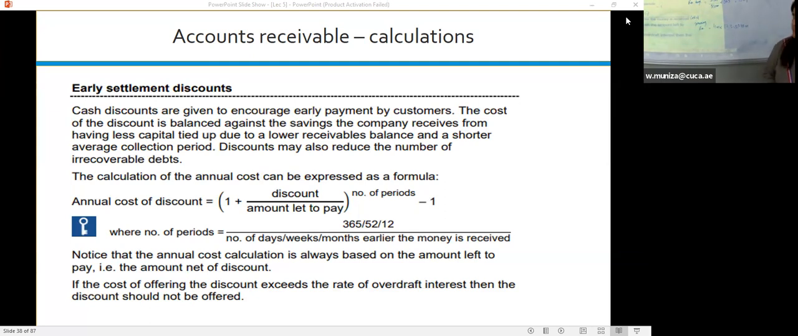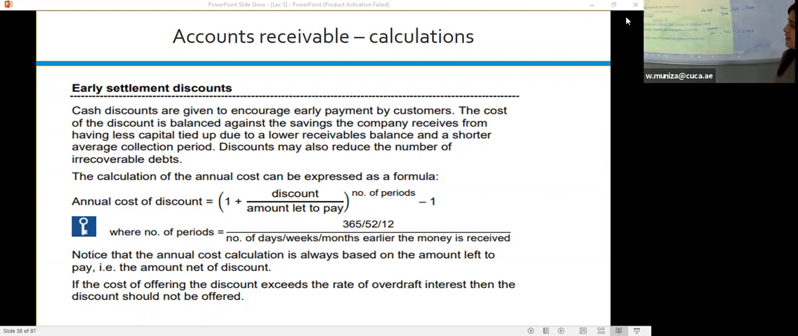Okay. So what they say: cash discounts are given to encourage early payments by customers. The cost of the discount is balanced against the savings the company receives from having less capital tied up due to the lower receivables balance and shorter average collection period. Discounts may also reduce the number of irrecoverable debts. The calculation of the annual cost can be expressed as the formula. Notice that the annual cost calculation is always based on the amount left to pay, that is the amount net of discount.